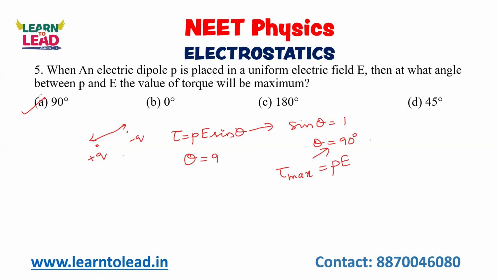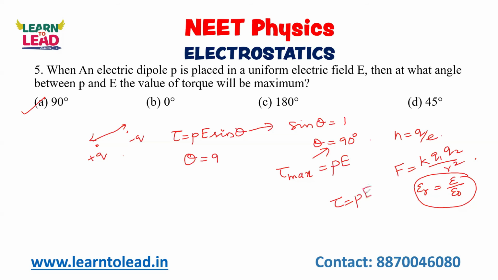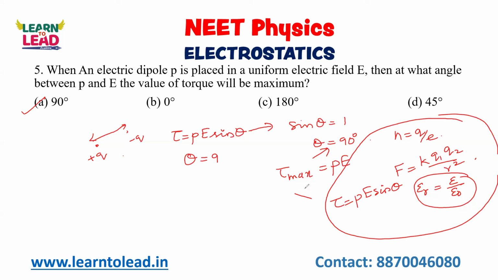I hope you got some ideas based on the basic formulas. Here I have applied some basic formulas like N is equal to Q by E, the force between two charges K into Q1 Q2 by R square, and relative permittivity is nothing but permittivity of a medium divided by permittivity of free space, and we have discussed the torque formula. So try to remember these formulas. In these 5 questions I have used 4 formulas. Try to go through these formulas daily.